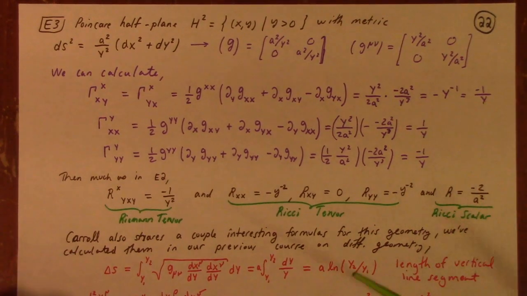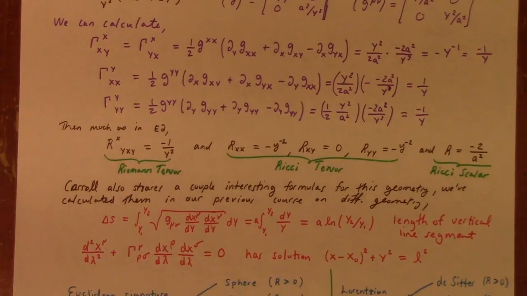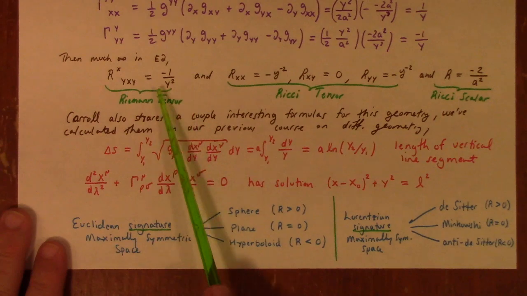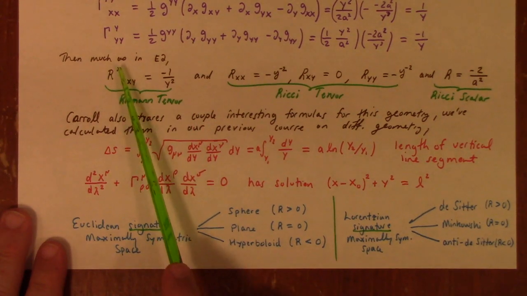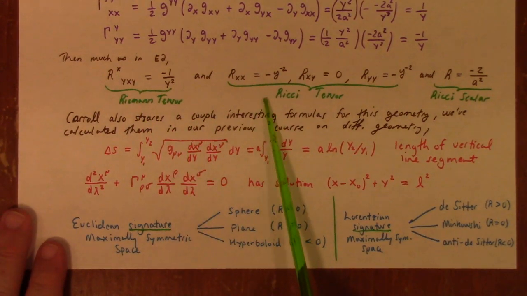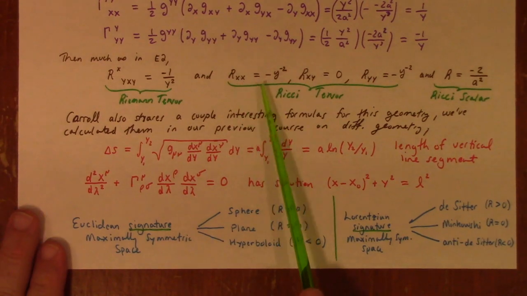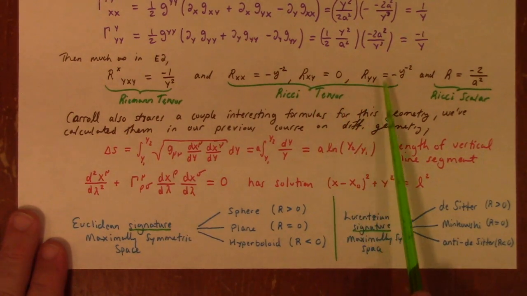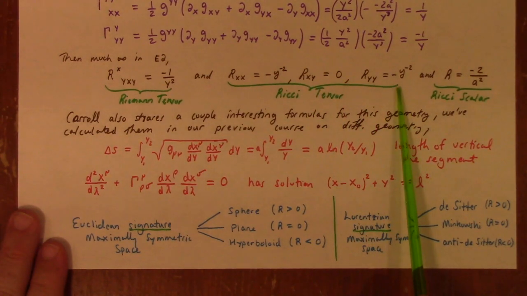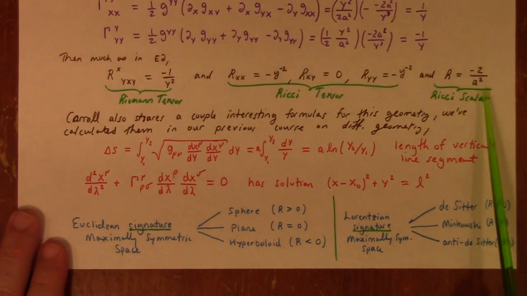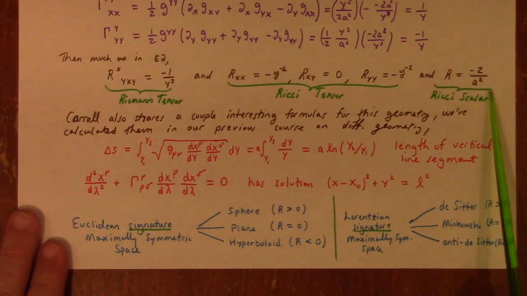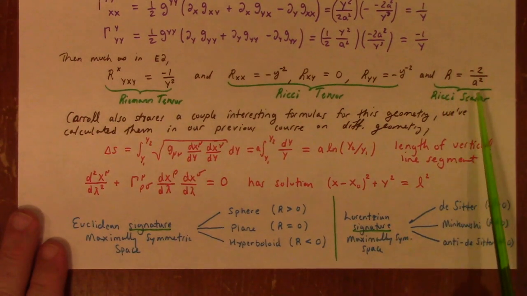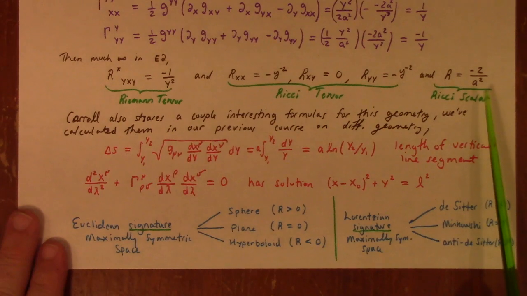And then you can calculate, much as we did in example 2, I won't show the details this time, that the Riemann tensor is actually minus 1 over y squared for this xy, and the Ricci tensor has xx equal to minus 1 over y squared, the xy component 0, the yy component's minus 1 over y squared as well. And so that gives you a Ricci scalar, which is minus 2 over a squared. And that's interesting because it's constant. Just like the sphere had constant curvature, this has constant negative curvature.